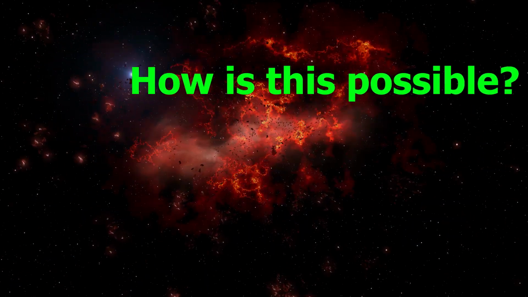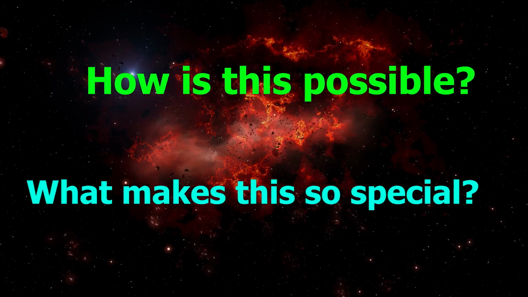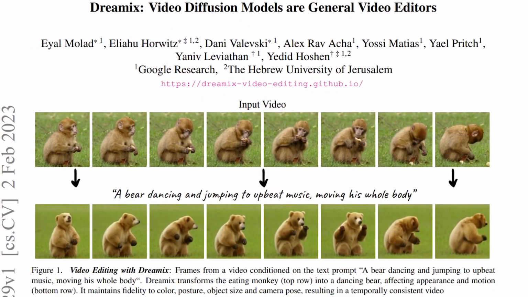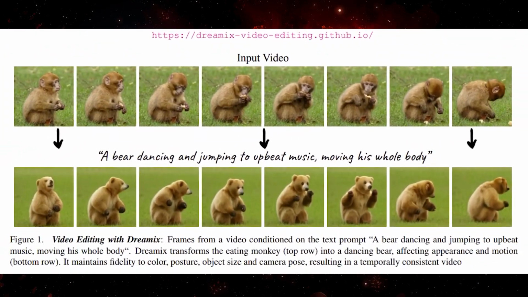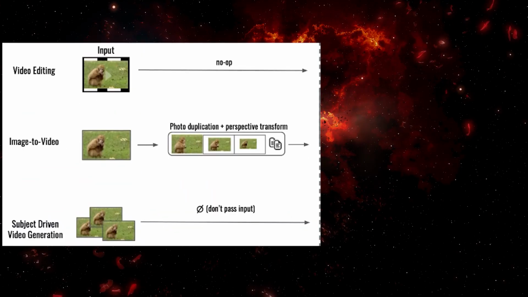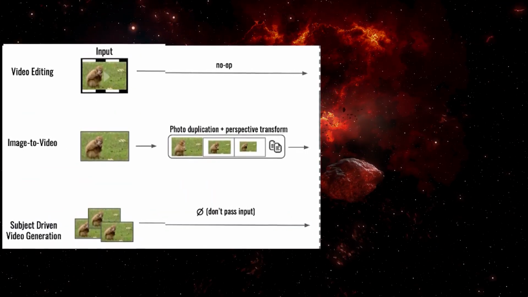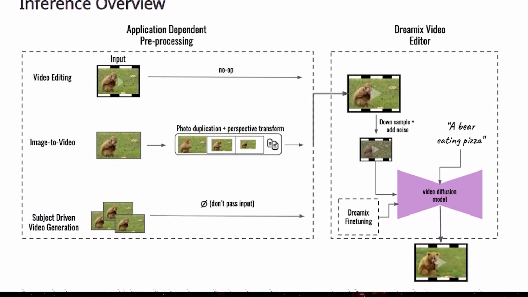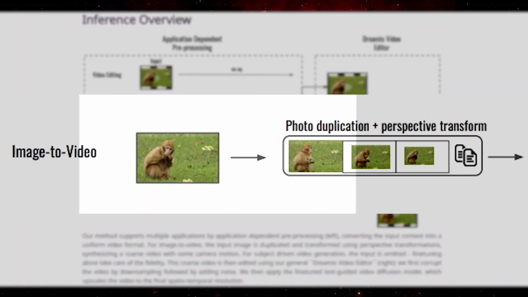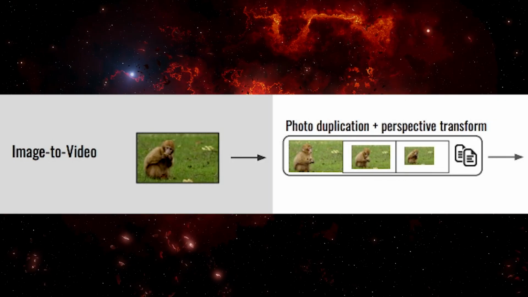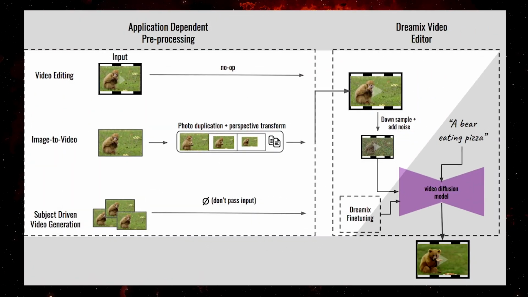So how is this possible and what makes this model so special? This is the first diffusion-based method applied to videos capable to perform motion and general editing based on a textual prompt while maintaining spatio-temporal information. The beauty of this model is that it can ingest a single image, video, or subject-driven series of images all in a single model. This is done by manipulating the inputs to have a homogeneous structure before being input into their Dreamix video editor model.